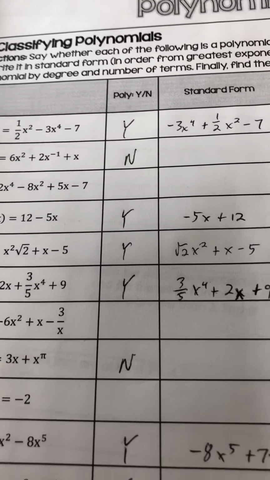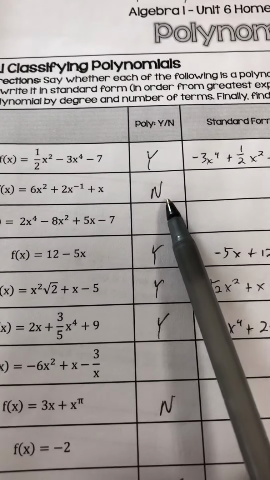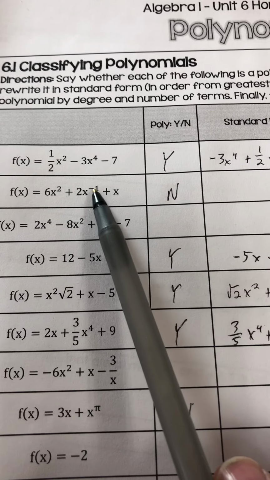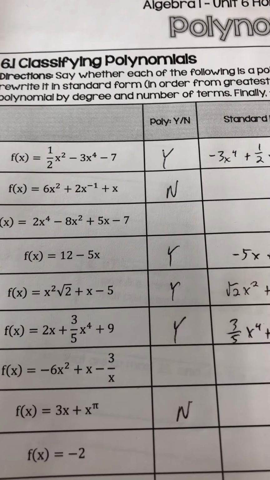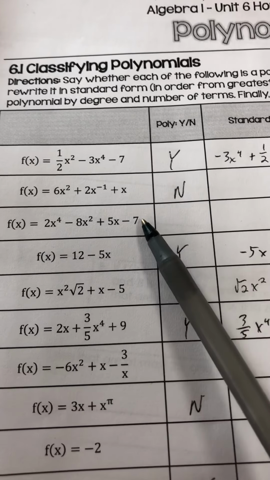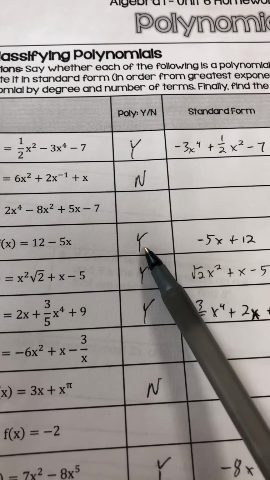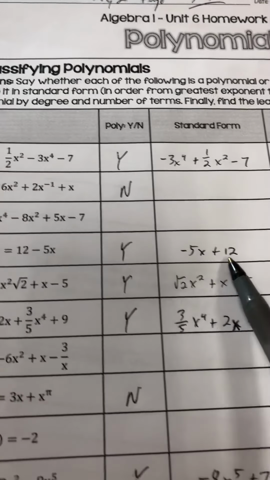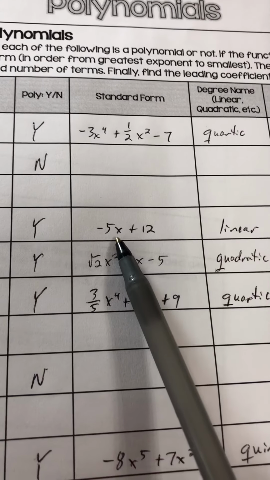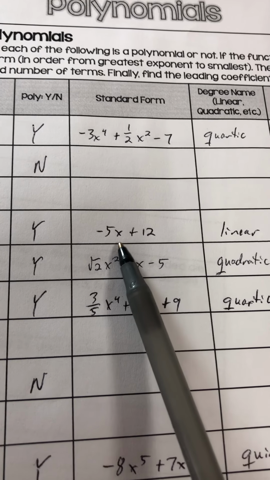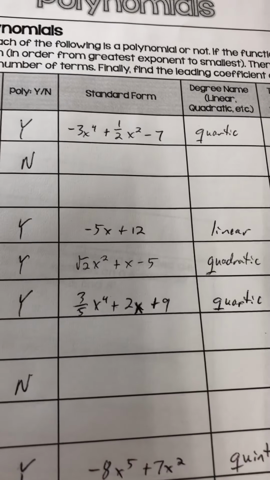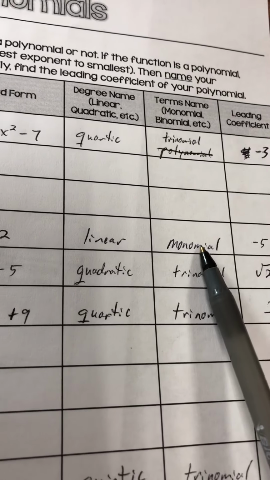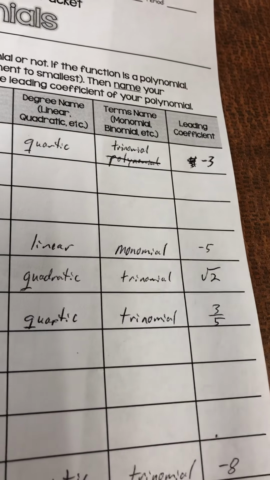Sorry about those. The next one, this is not a polynomial, so you just stop right there because you have the -1. Go ahead and try this one on your own. This one is, and the proper order would be this way. You want the variable, the x, to be listed before that 12, and it is linear because of our notes, monomial, and -5 is the leading coefficient.